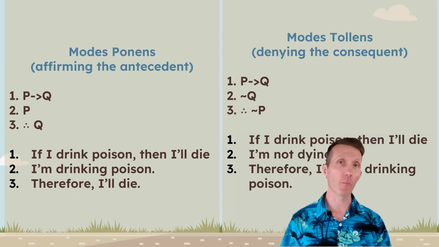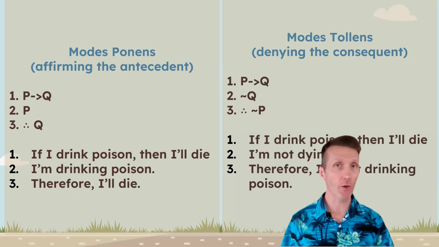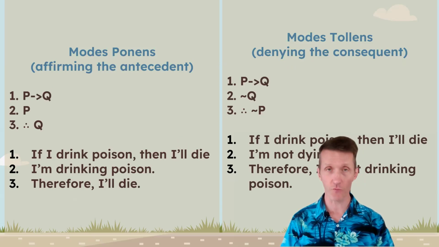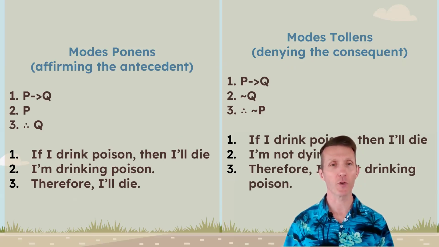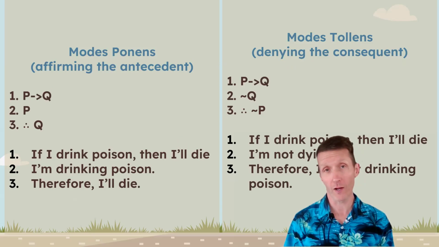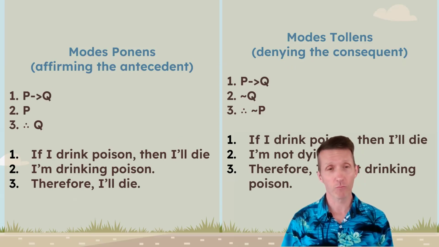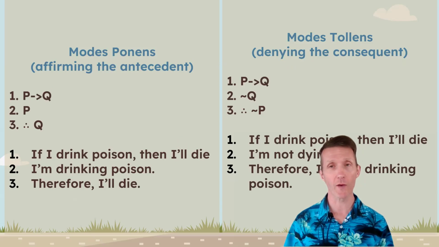And now back to the proper, legitimate, valid argument form. So you can see the difference because they're very similar. Modus ponens, affirming the antecedent. If I drink poison, then I'll die. I'm drinking poison, therefore I'll die. That actually works. So if the two premises were true, the conclusion would have to be true.